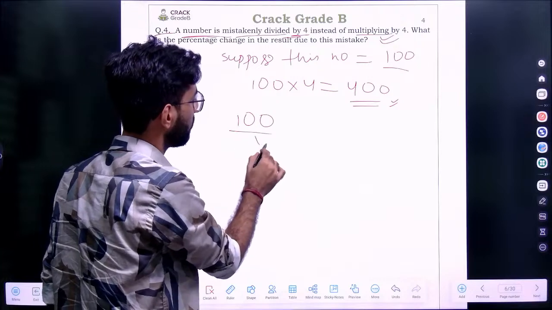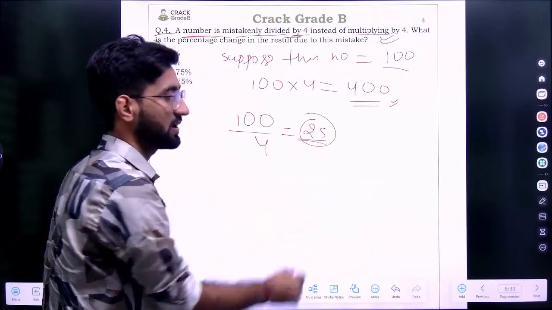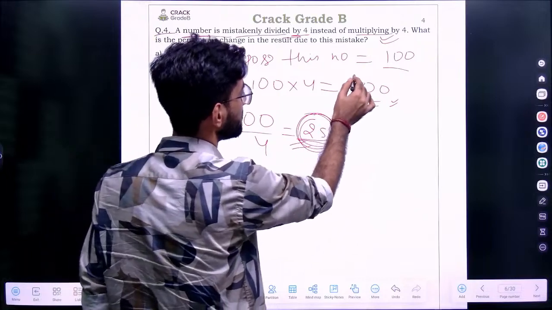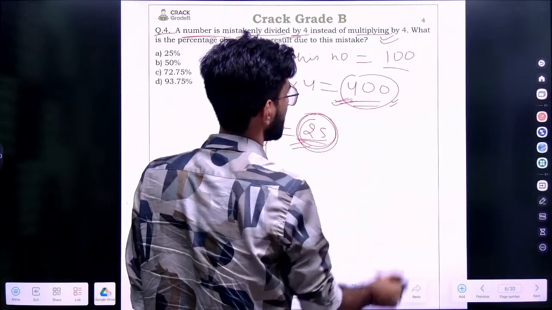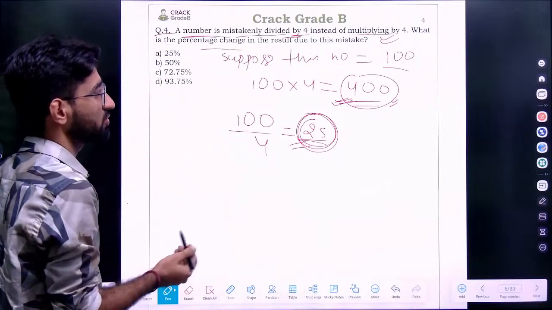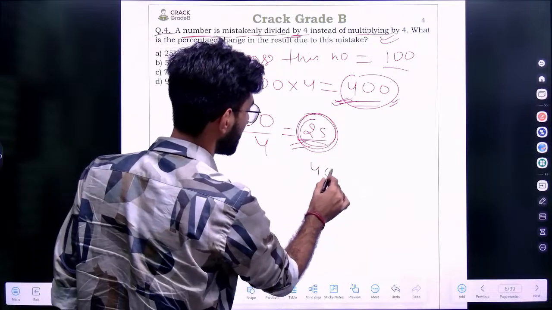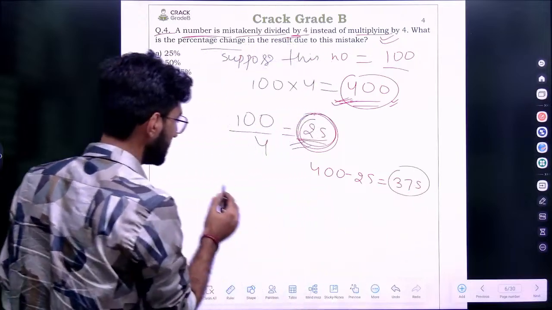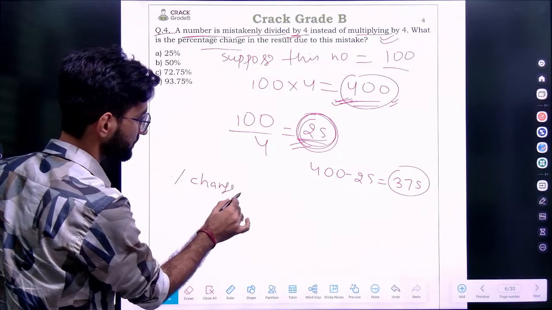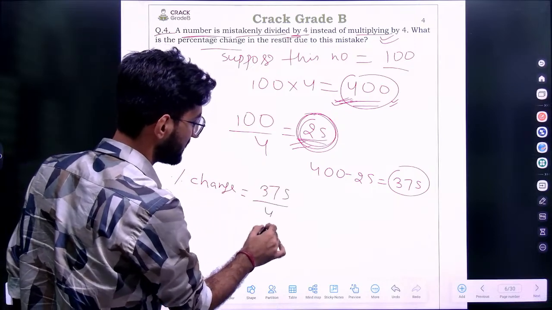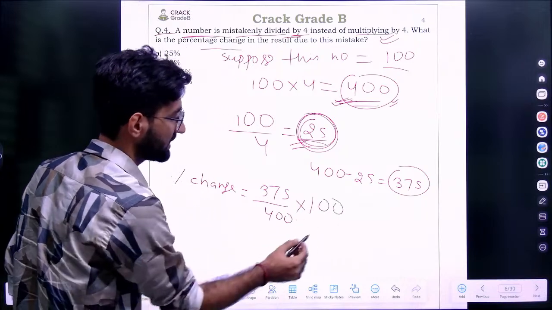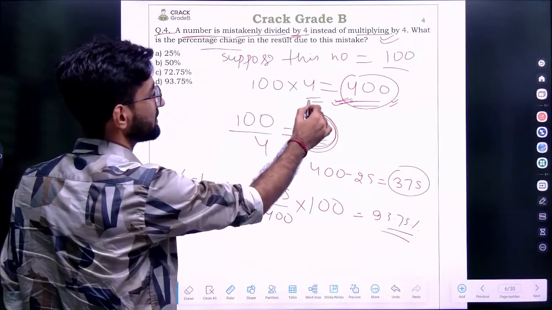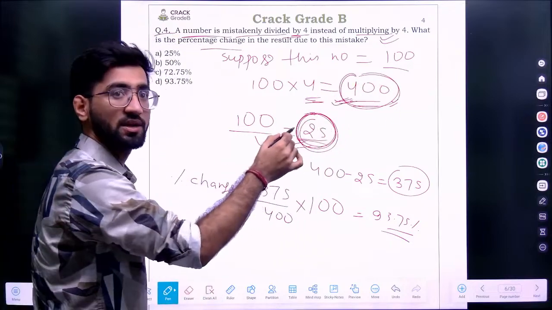It means we got the number 25 after dividing this number by 4, but we had to get 400. So what is the percentage change in the result due to this mistake? Obviously, what is the change? 400 minus 25, that is equal to 375. So now percentage change equals 375 divided by 400 into 100, and it is equal to 93.75%.